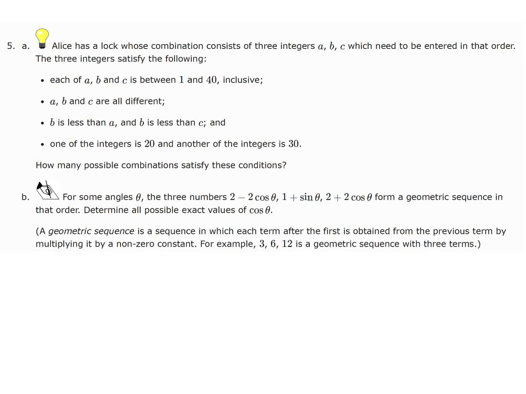Alice has a lock whose combination consists of three integers a, b, c, which need to be entered in that order. The three integers satisfy the following. Each of a, b, and c is between 1 and 40. a, b, and c are different. b is less than a, b is less than c. Of the integers, one of them is 20 and the other is 30. How many possible combinations are there?